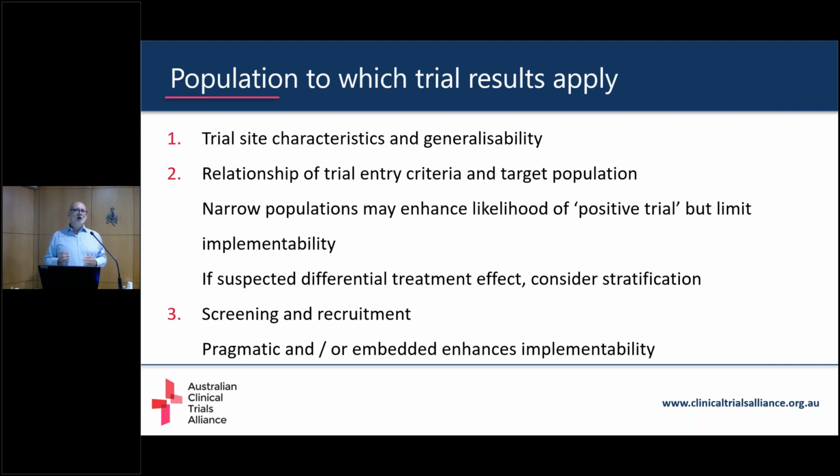If there's a really high a priori likelihood of differential treatment effect within different components of the population, the answer is often not to restrict entry criteria to one of those subpopulations, but to stratify the randomization so that there's separate clinical trials happening in each defined subpopulation, which can be pooled if appropriate.